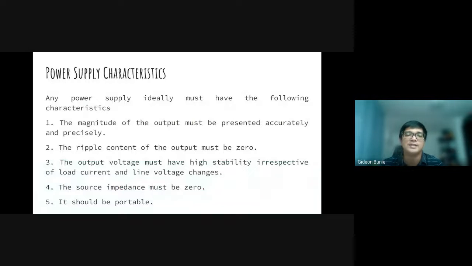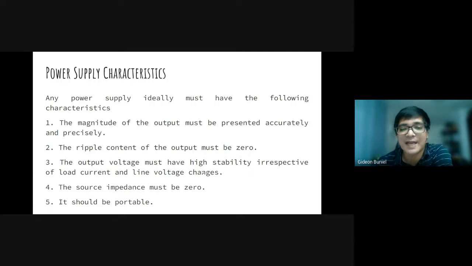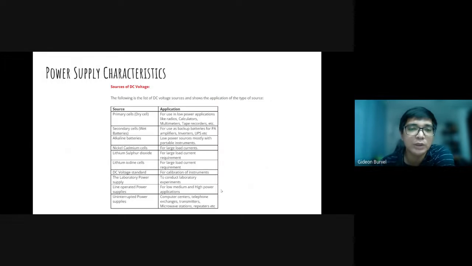Power supply characteristics. Any power supply ideally must have the following characteristics. First, the magnitude of the output must be presented accurately and precisely. Second, the ripple content of the output must be zero. Third, the output voltage must have high stability irrespective of load current and line voltage changes. Fourth, the source impedance must be zero. Fifth, it should be portable.